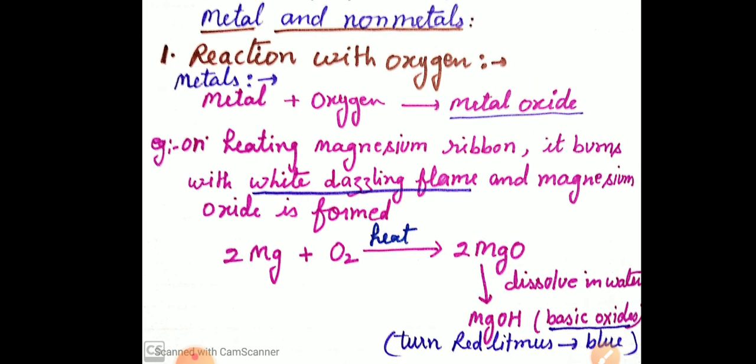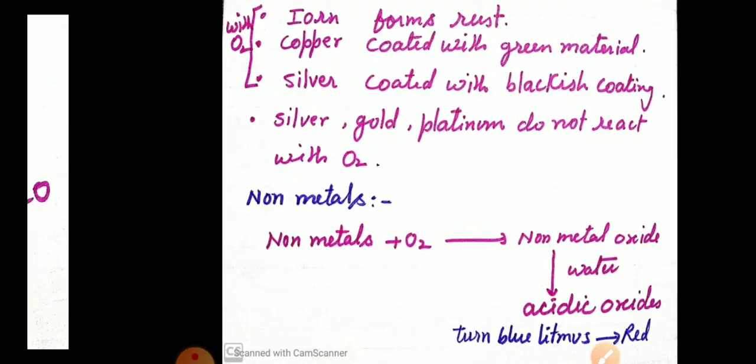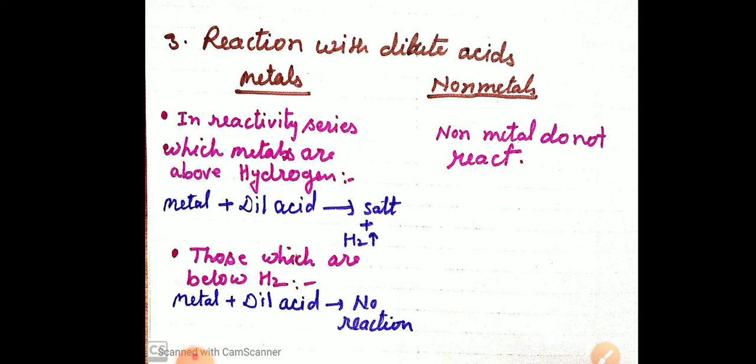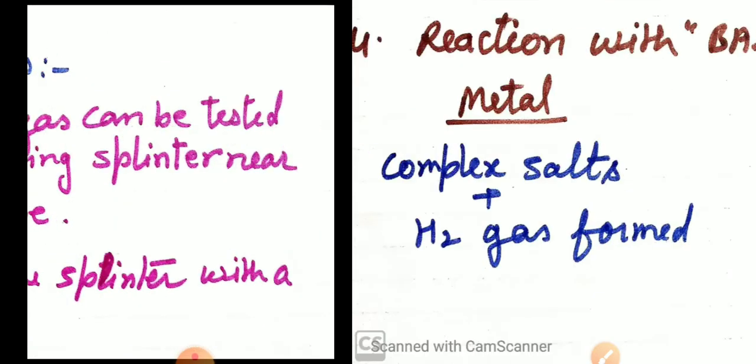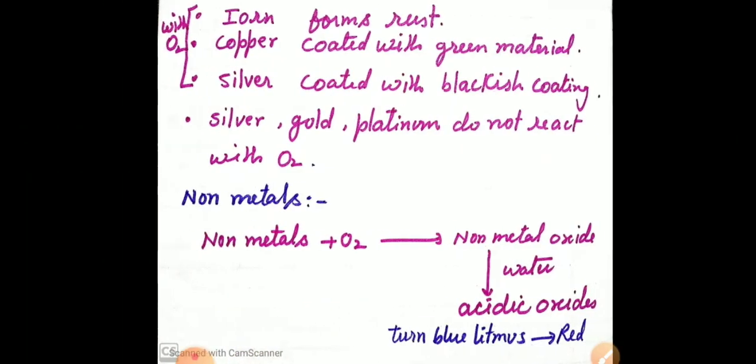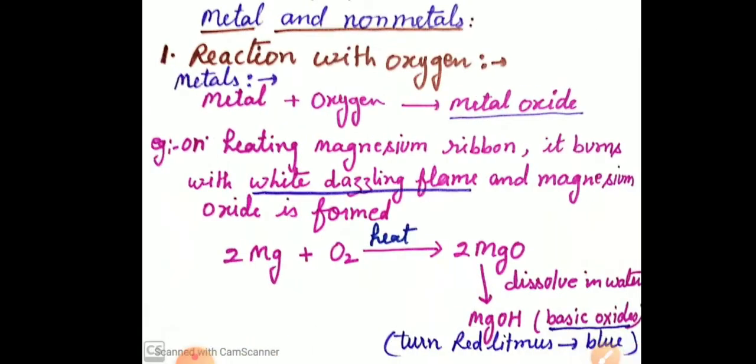Now, metals and non-metals. We are going to study their chemical properties. First we will discuss the reaction with oxygen, and next the reaction with water, then the reaction with dilute acids, and the reaction with bases. Okay, let's see one by one. The first is the reaction with oxygen.